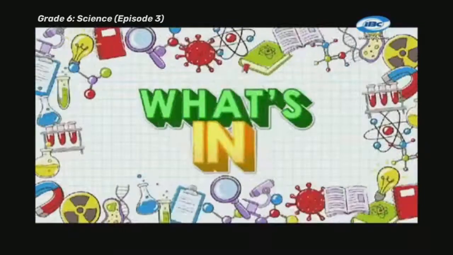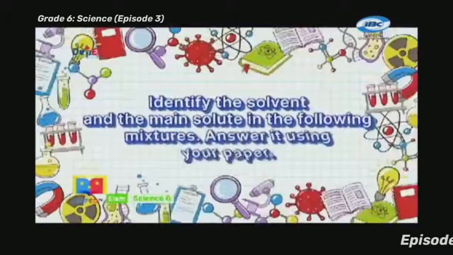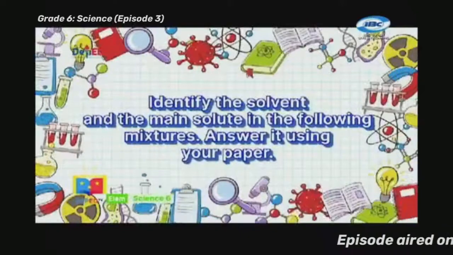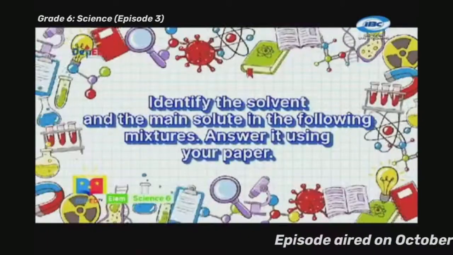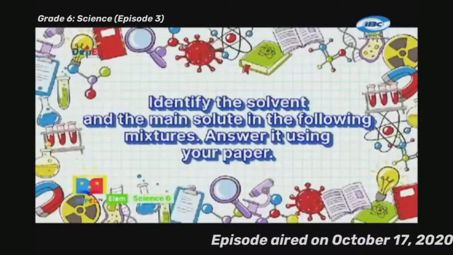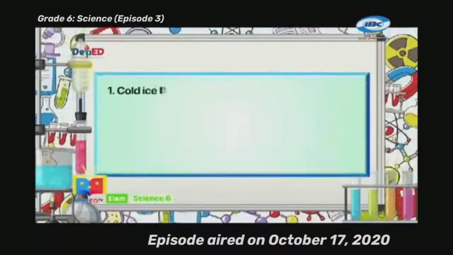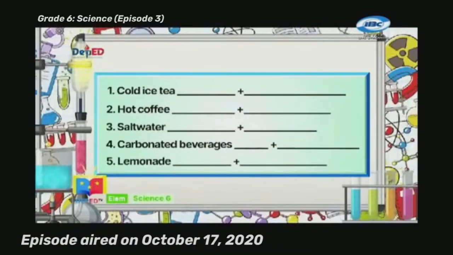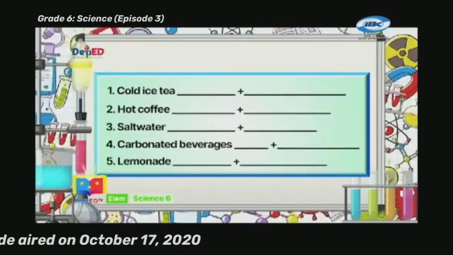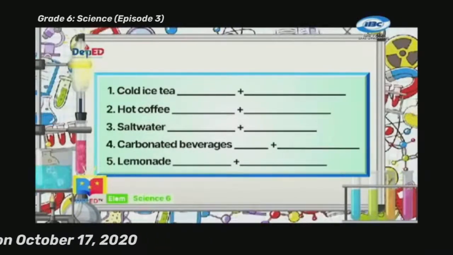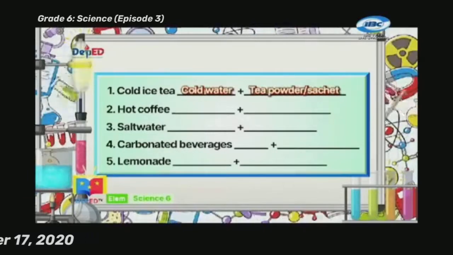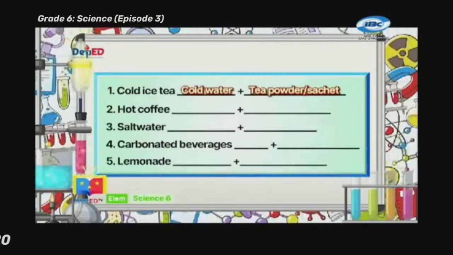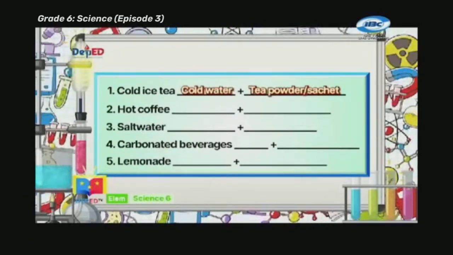Now, let's go to our what's in. Identify the solvent and the main solute in the following mixtures. Answer it using your paper. Number 1. Cold iced tea. The correct answer is cold water plus tea powder or tea sachet.